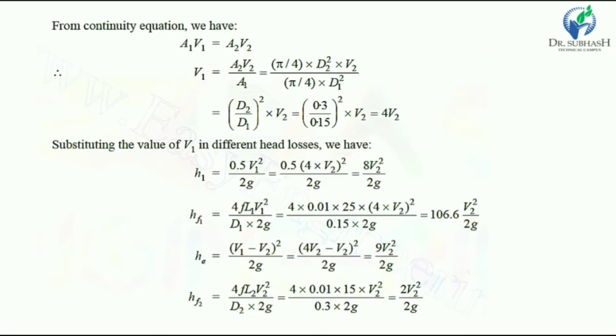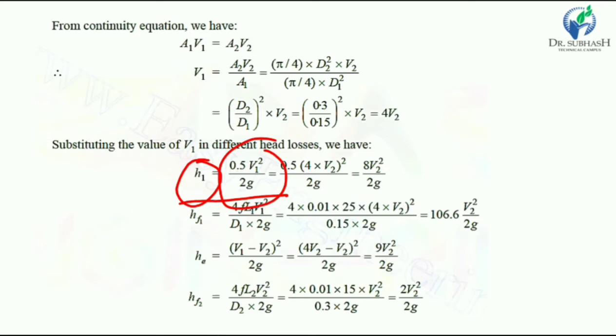Now get all the head loss values in the form of V2. First, H1, or H inlet, is 0.5 V1 square upon 2G.